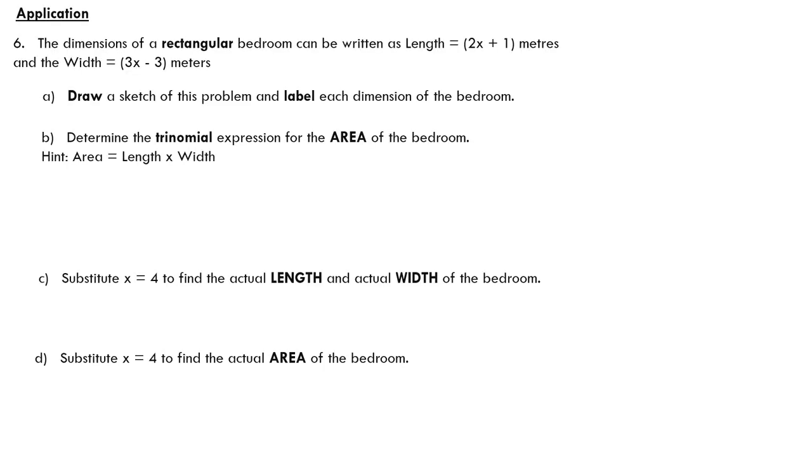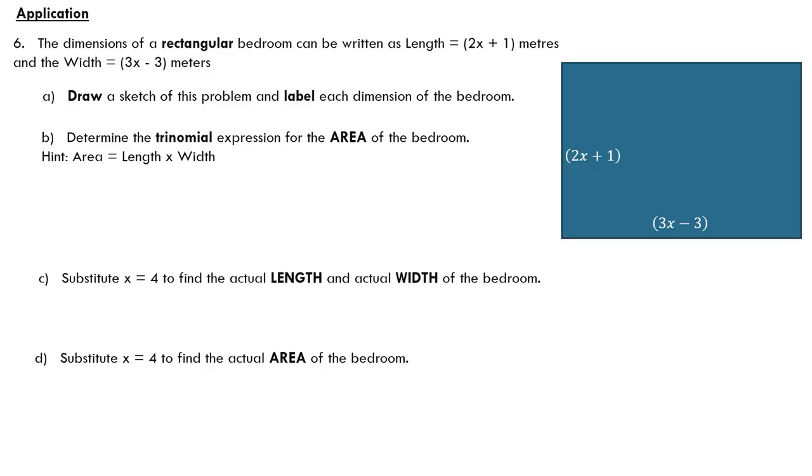The dimensions of a rectangular bedroom can be written as length equals 2x plus 1 meters and the width equals 3x minus 3 meters. Draw a sketch of this problem and label each dimension of the bedroom. Well, there's our length, 2x plus 1. There's our width, 3x minus 3.